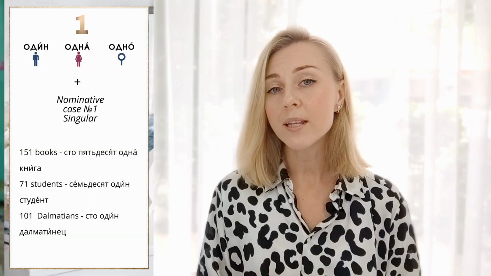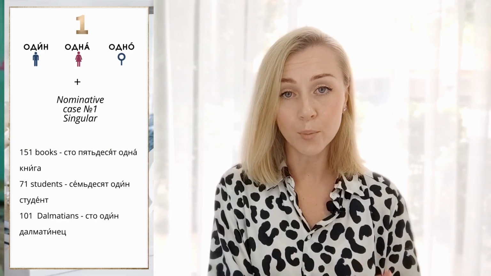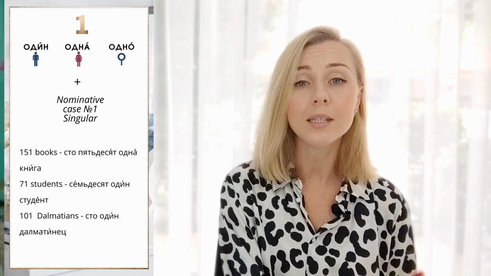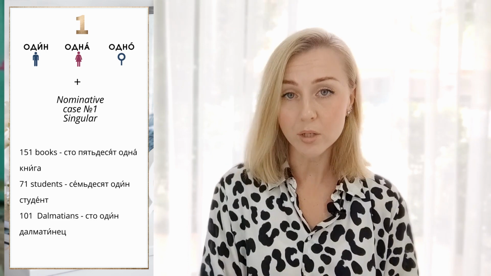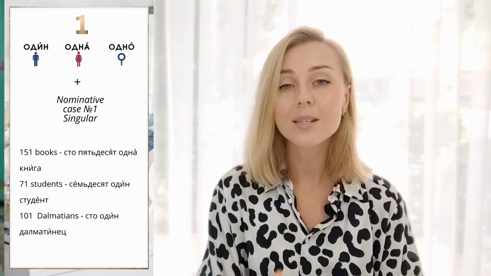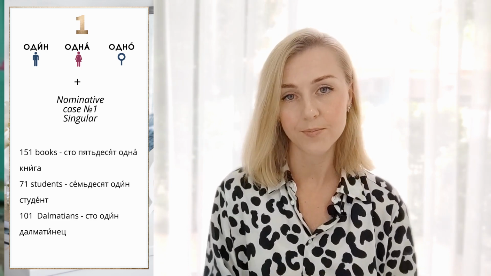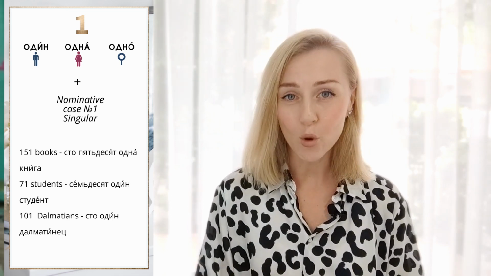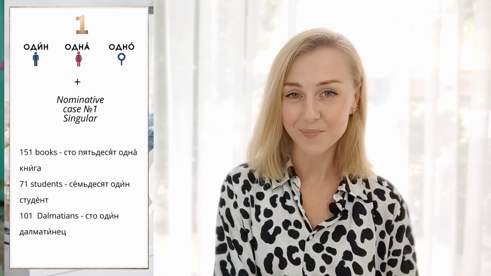Например, 151 books is 151 книга. 71 students is 71 студент. 101 Dalmatians is 101 далматинец. Do you remember this Disney cartoon? So in the Russian language, we call this cartoon 101 далматинец. Great. Let's move on to the next group of numbers.